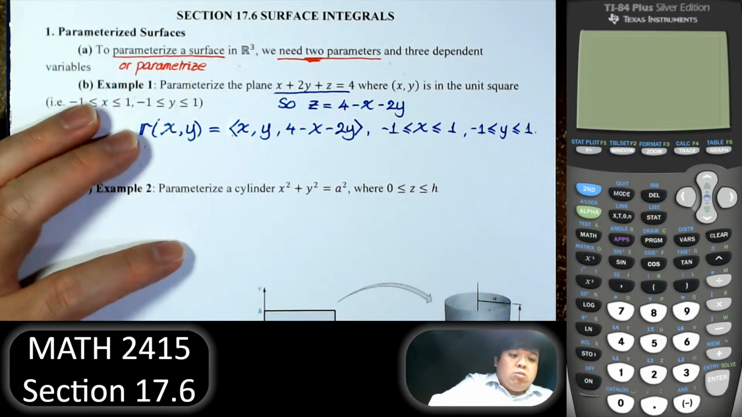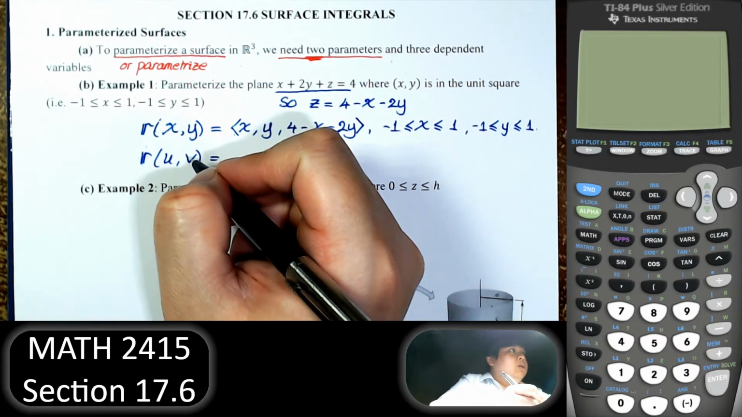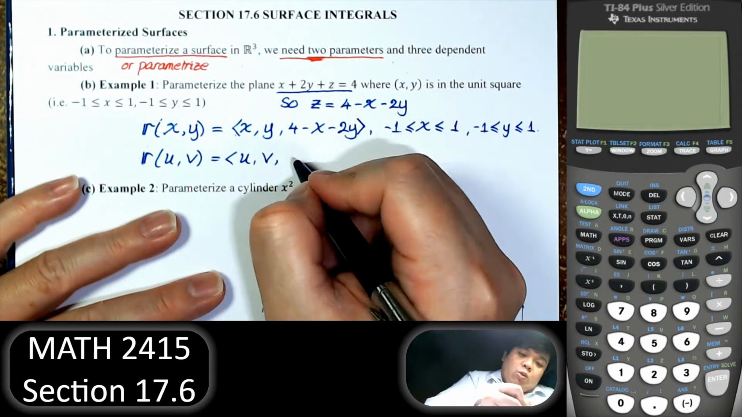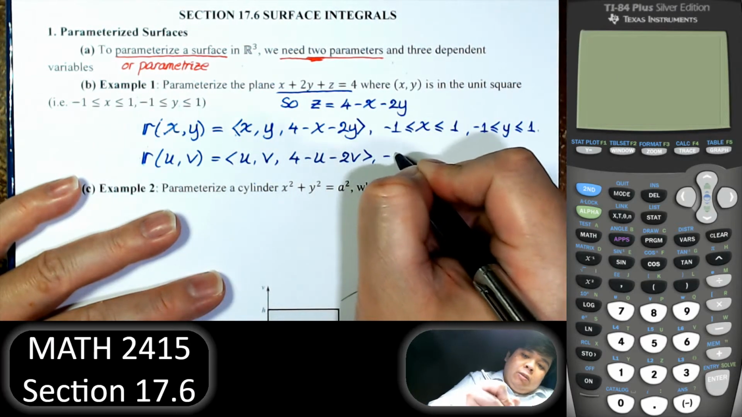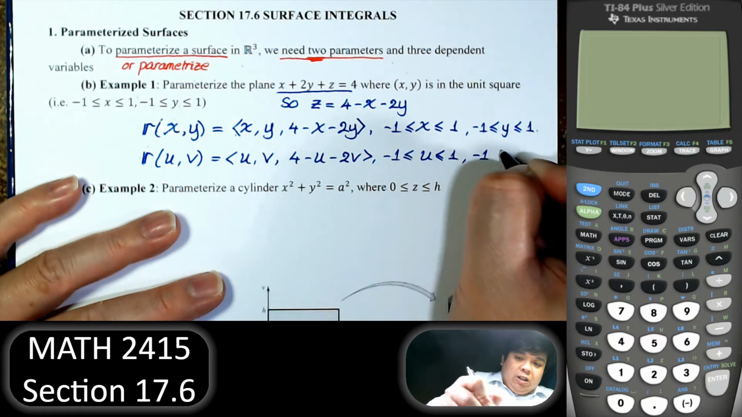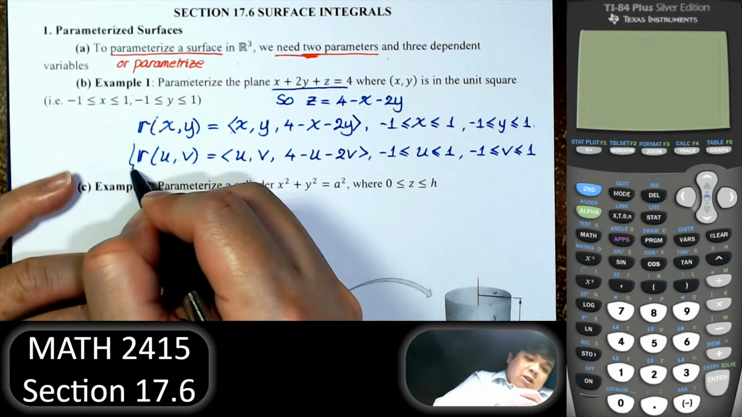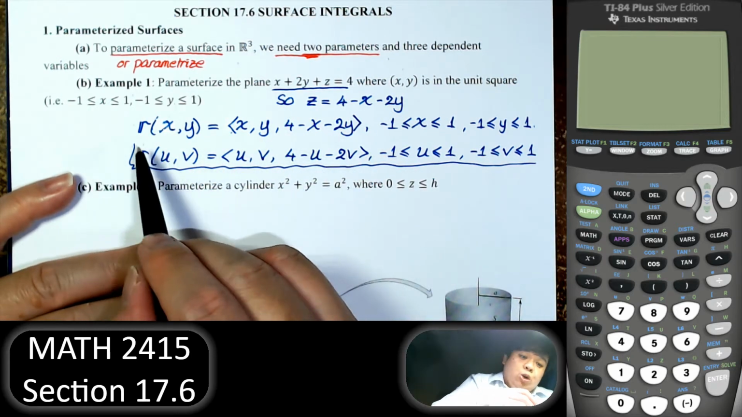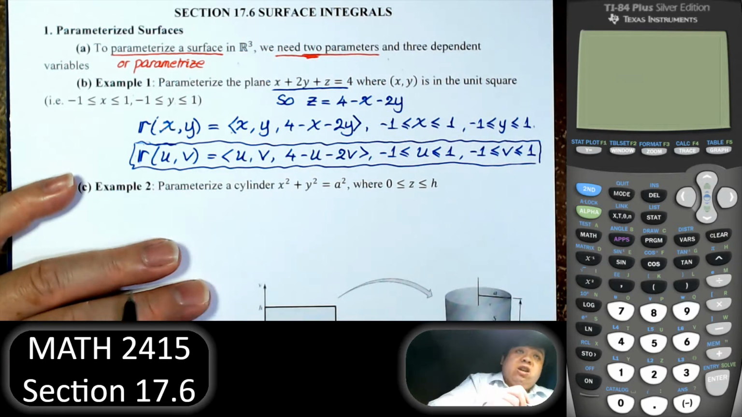Of course, if you want to do something other than x and y, we can just use, say, u and v, where u is x, v is y, and u is between -1 and 1, and so is v. Simple enough. As long as we write three variables x, y, z depending on only two parameters, that means we parameterize a surface.